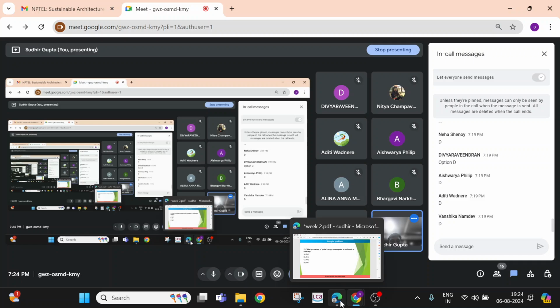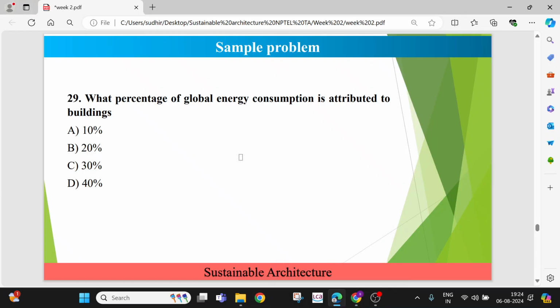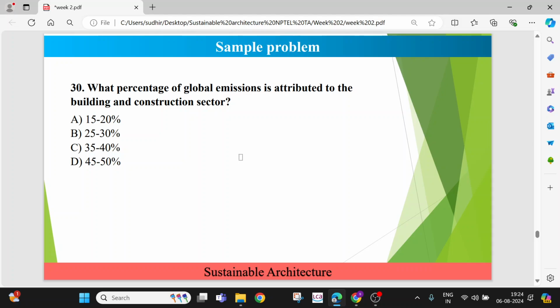Okay, so let's move to question number 30. Question number 30 is visible to all of you. Yes, sir. Okay, then try to give the answer to question number 30. Option C. Option C, sir. 35 to 40%. Yes, so three of them are giving option C.